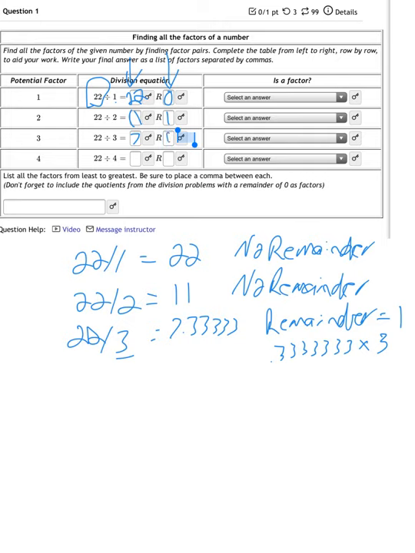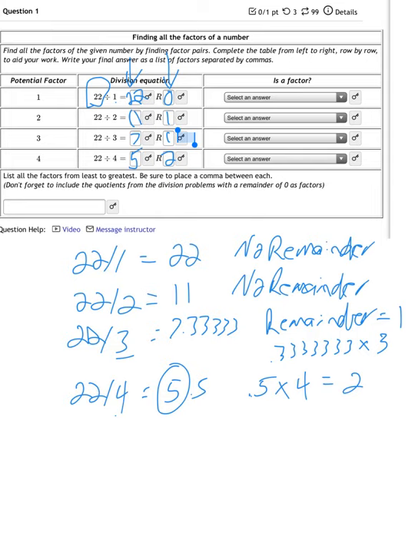Then if we do 22 divided by 4, it comes out to 5.5. So again, the 5 is your quotient. Your remainder is going to be 0.5 times what you divided by, which was 4, which gives you 2. So that's a remainder of 2. So that's how you fill in those blanks.